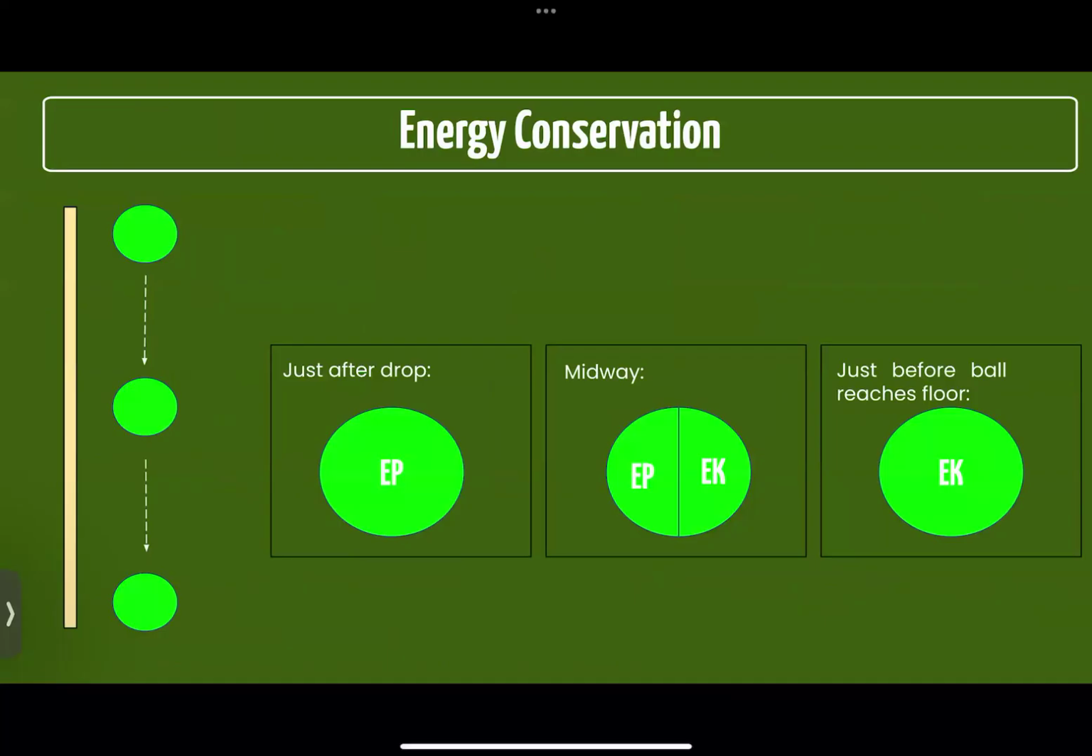The key energy transformations are potential energy right after it's dropped, and then it becomes potential energy and kinetic energy midway, and then it falls back down to just kinetic energy right before it hits the ground.